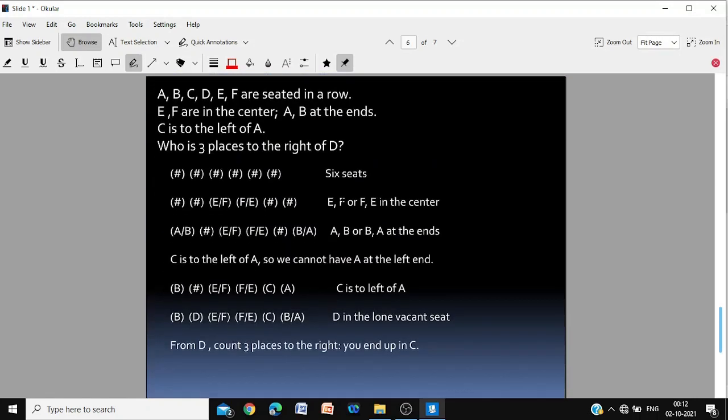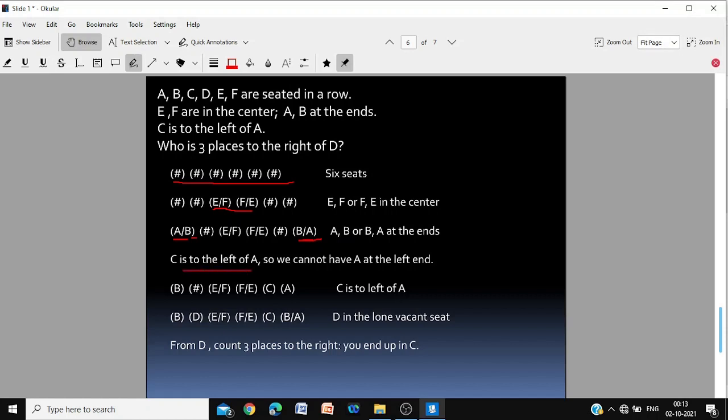A, B, C, D, E, F are seated in a row. E, F are in the center. A, B at the ends. C is to the left of A, who is 3 places to the right of D. First, we have 6 seats. Now we put E and F in the middle. So in the middle, it can be first E and then F, or first F and then E. Then, A, B at the ends. So it can be A at this end and B at this end, or B at this end and A at the other end.